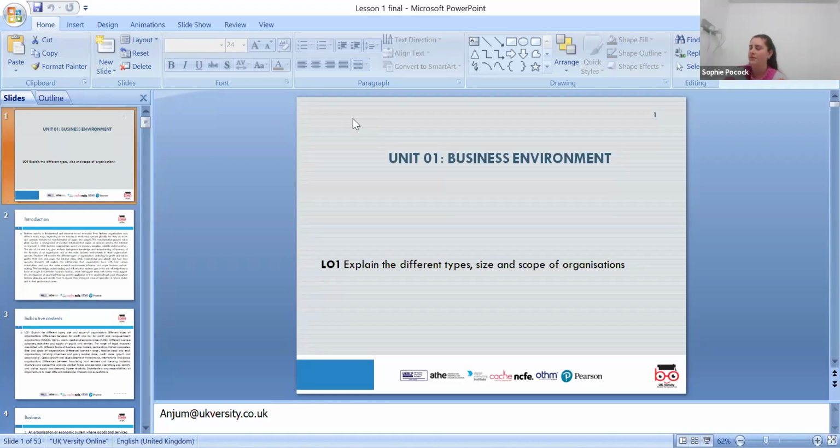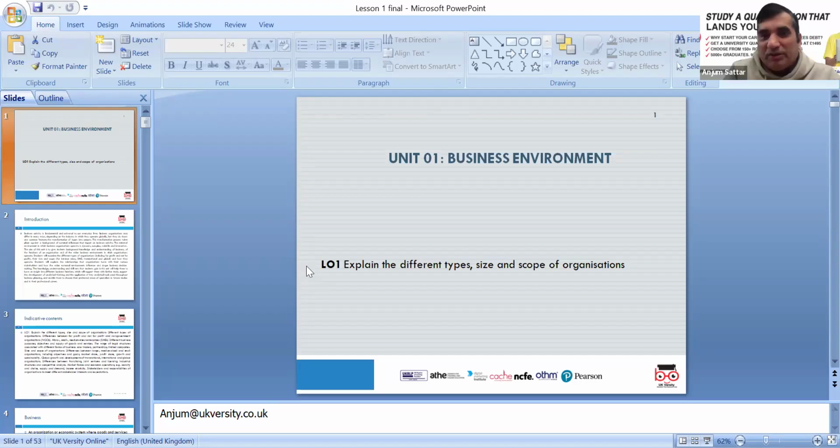So this is your first learning outcome according to the unit specification, business environment Unit 1. Explain different types, size and scope of organizations. So we look at the size and scope. And if you want to enhance your understanding, maybe you have heard of BBC Skillswise. It's a quite good website to look around at how the business environment impacts on businesses.